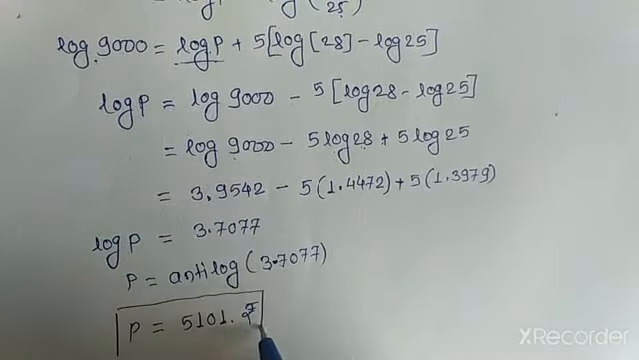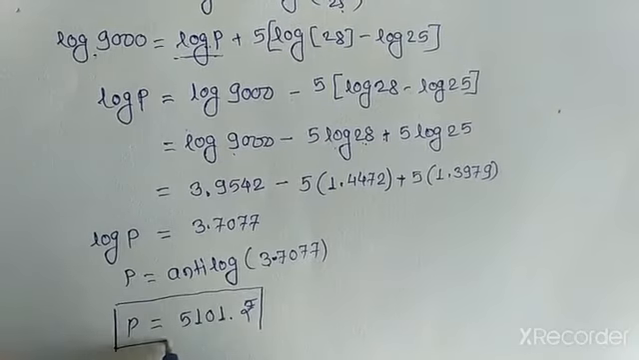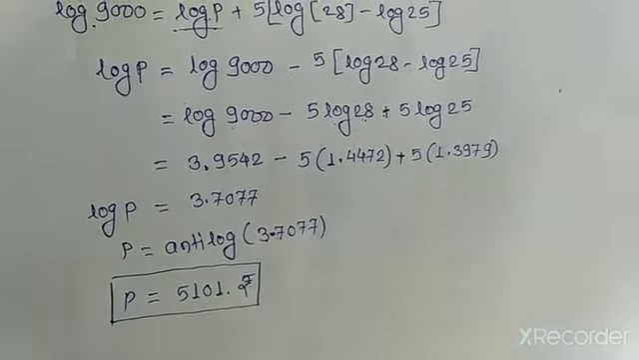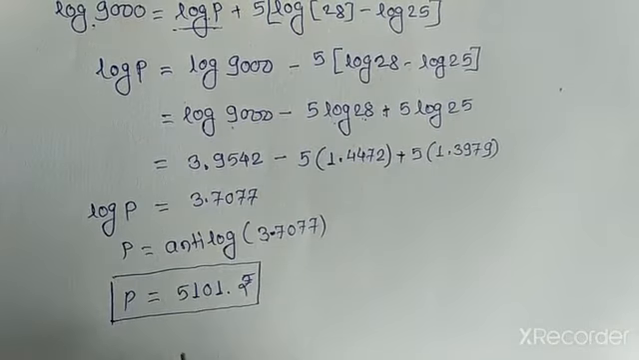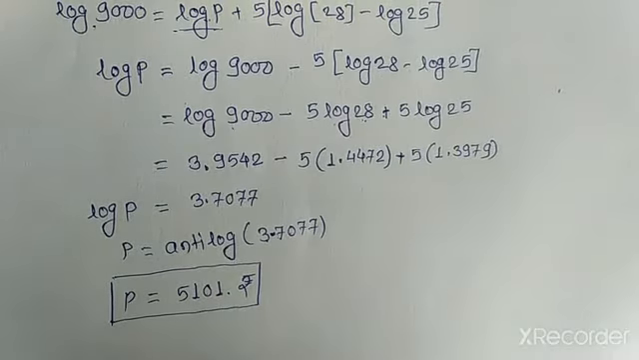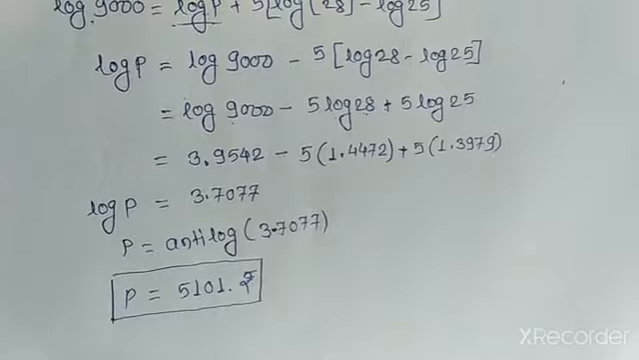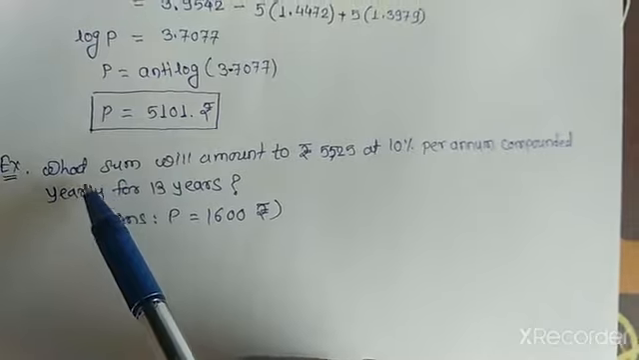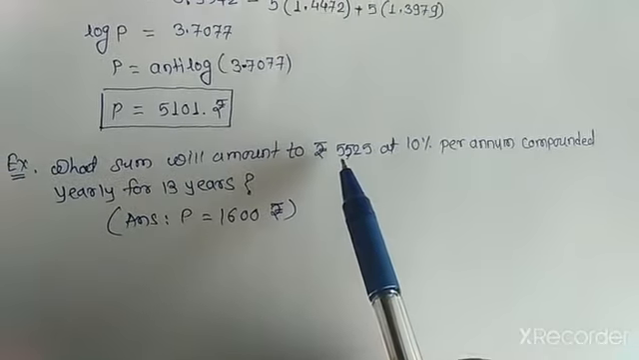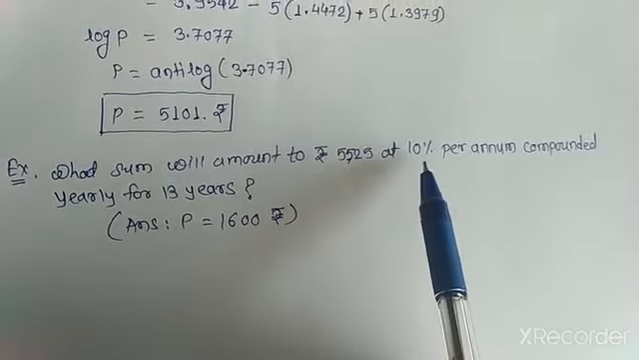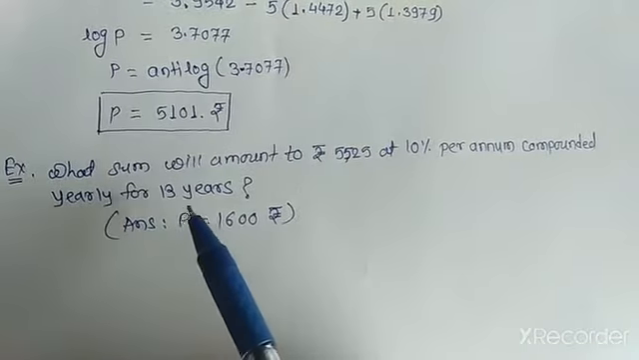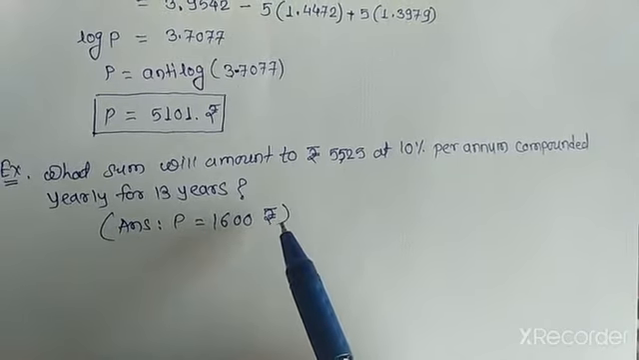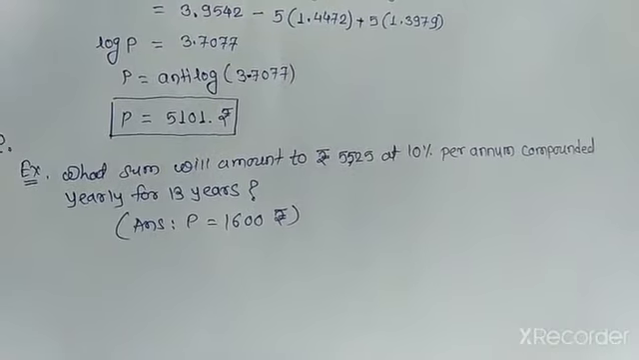So this is the procedure for finding P when amount and compound interest are given. Now consider an example for your homework. It is of the same type. What sum will amount to rupees 5525 at 10% per annum compounded yearly for 13 years? And its answer is P is equal to 1600 rupees. Please solve this example.